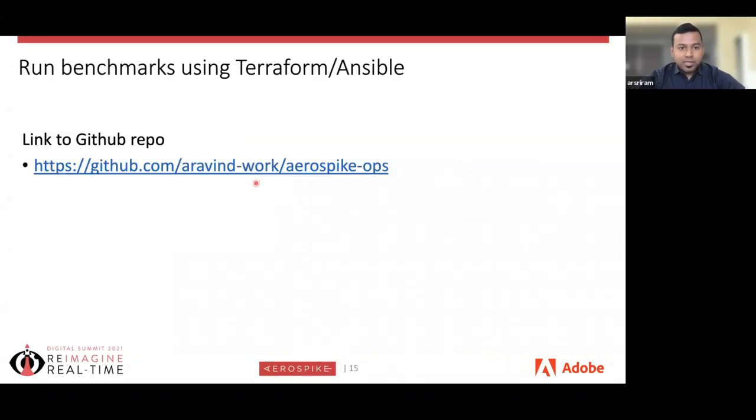We have here provided a link to a repo with the scripts that we use to provision and run the benchmarks. So if you have interest in running Aerospike benchmarks in Azure and want to get started quickly, feel free to reuse this repo.